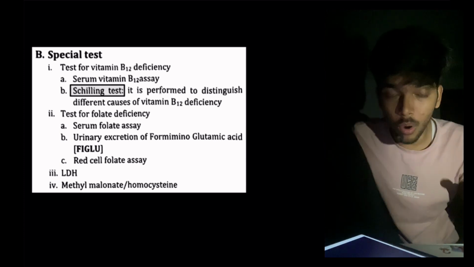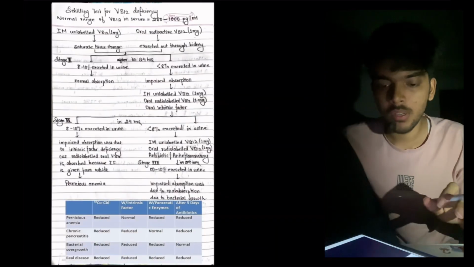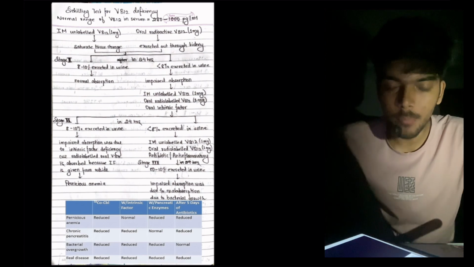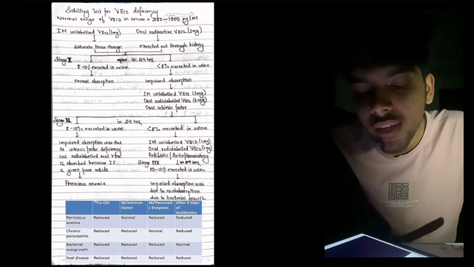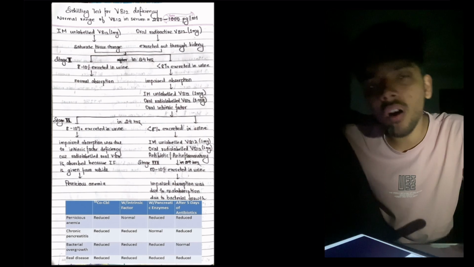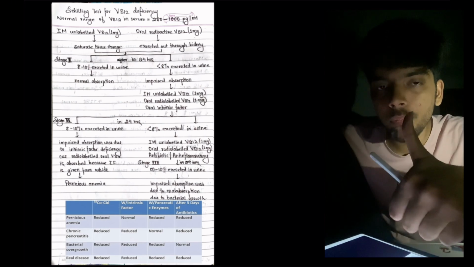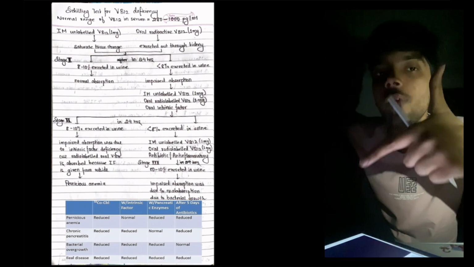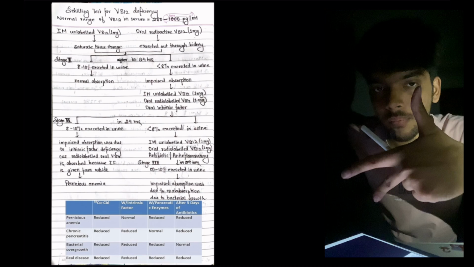So what is the reason behind vitamin B12 deficiency? That is found out with the help of this test called the Schilling test. So this is your Schilling test. This is what happens in the Schilling test. So again, why is the Schilling test performed? It is performed to find out the cause behind vitamin B12 deficiency in your body. What could be the cause? Either decrease in intake of vitamin B12, or lack of intrinsic factor, or bacterial growth in the intestine.